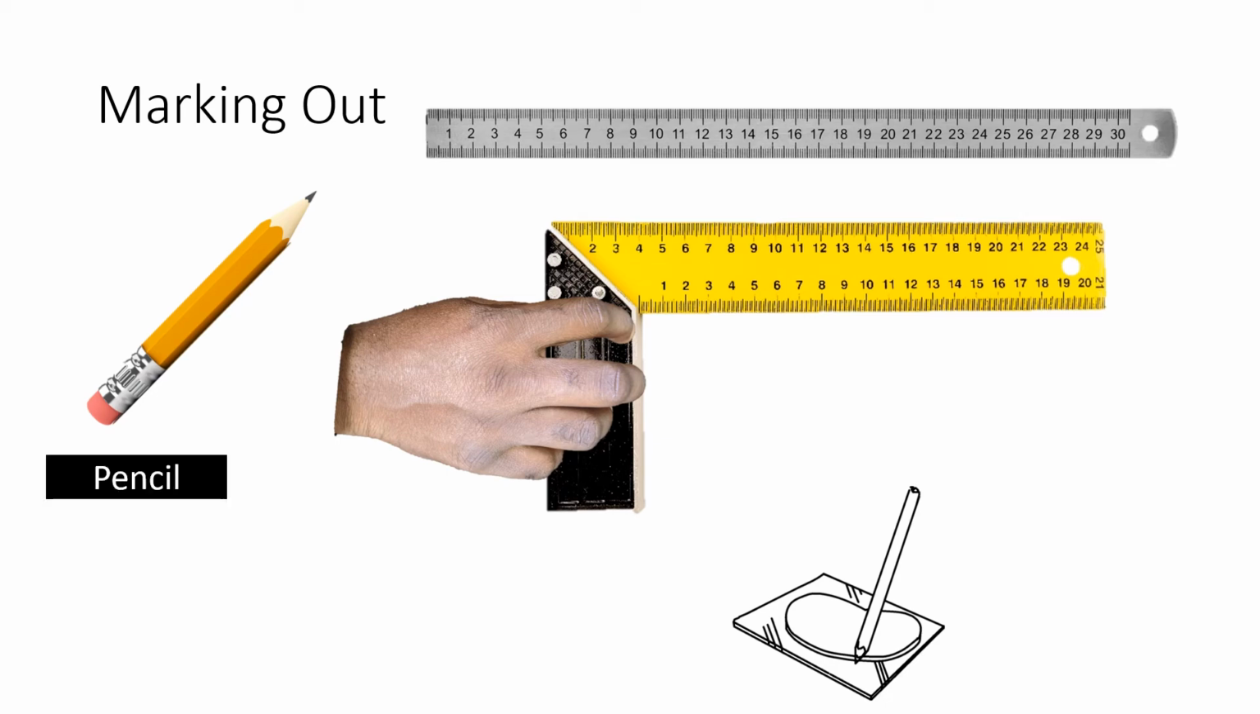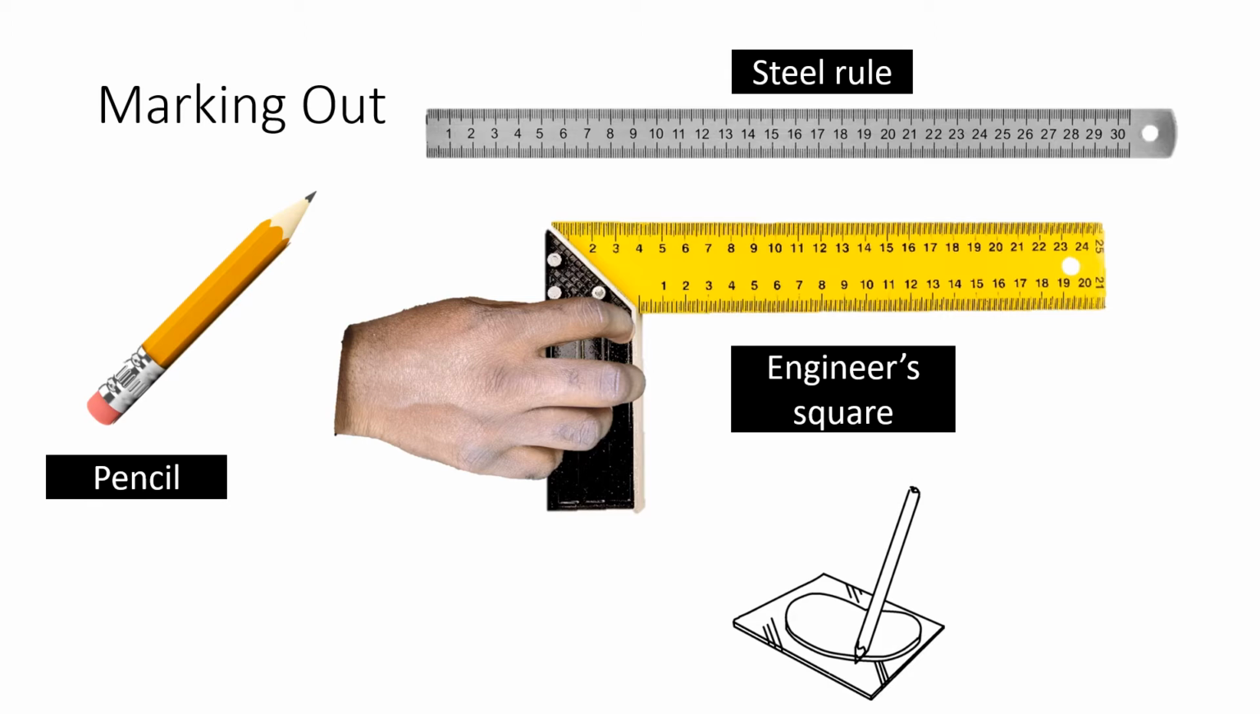Marking out. A pencil and a ruler are used to mark out wood. A tri-square will give you an accurate 90-degree line to a horizontal edge. Templates can be used to mark out the outline of an irregular shape. Templates are good for batch production when a part must be made multiple times.